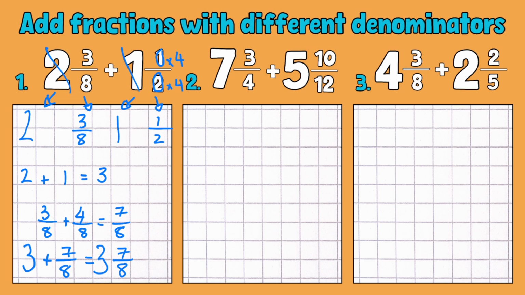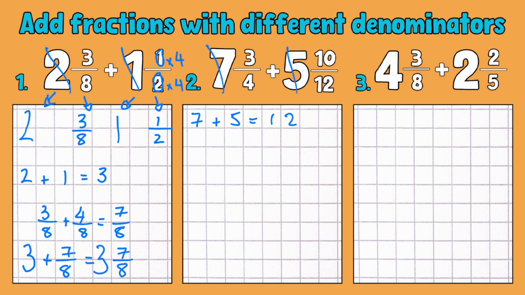Let's have a look at example number 2. So I've got 7 3/4 add 5 10/12. So I'll go ahead and start adding my whole numbers up. So 7 add 5 equals 12. So I've done those. I can cross those out. Now all I've got left is my fraction part to add up.